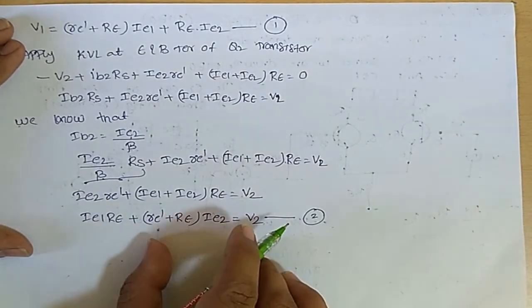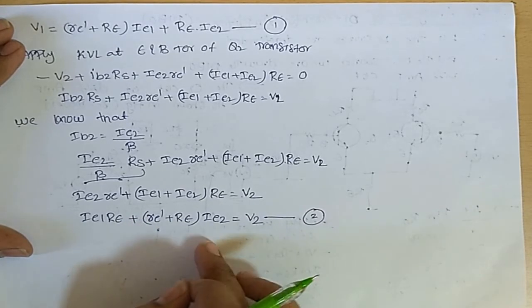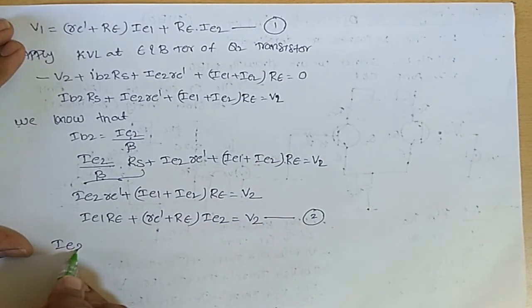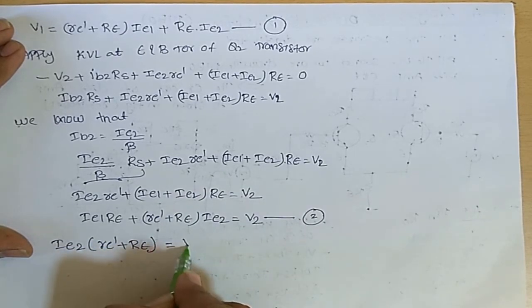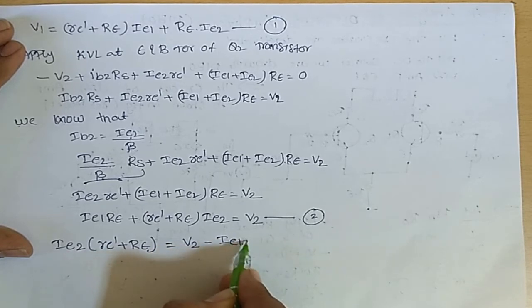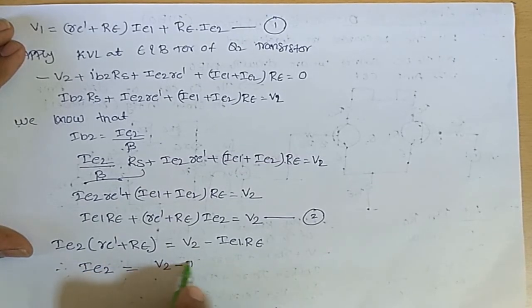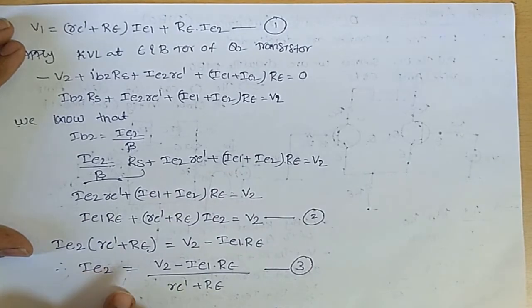With respect to equation number 2, we express the above mathematical equation in terms of IE2. That is, IE2 into RE dash plus RE is equal to V2 minus IE1 into RE. Therefore, IE2 is equal to V2 minus IE1 into RE, whole by RE dash plus RE. This is equation number 3.